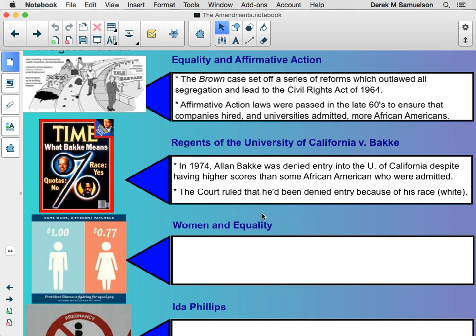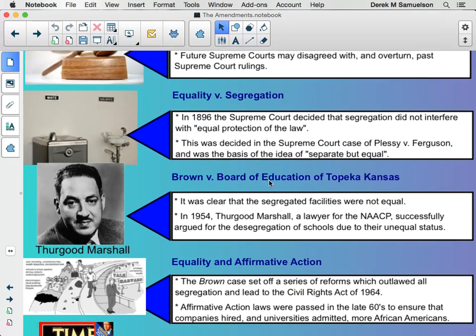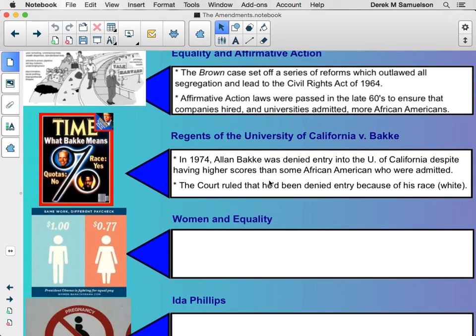And the court ruled that that was true, that he had been discriminated against, that the policies at University of California had looked at race as a factor. And that was kind of against what all of these reforms had been, that we shouldn't be measuring people based upon their race.